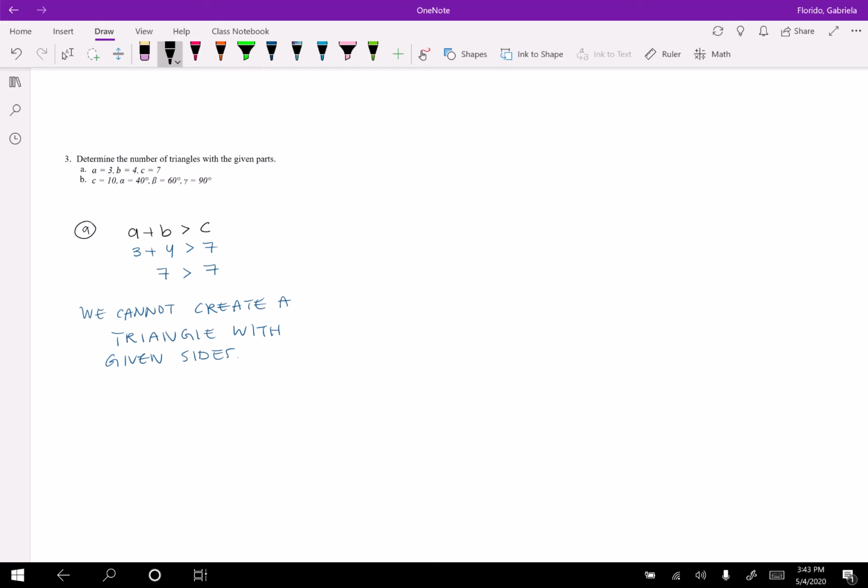Let's talk about B. So B tells us that C is equal to 10, that alpha is equal to 40 degrees, that beta is equal to 60 degrees, and that gamma is equal to 90 degrees. So we have a right triangle, so let me draw that out. That's my 90, that's going to be my gamma, and then one of these is 40, and again, not drawn to scale, and one of these is 60 degrees. So here is my alpha, here's my beta, and here's my gamma. And so the length opposite of my gamma would be 10.